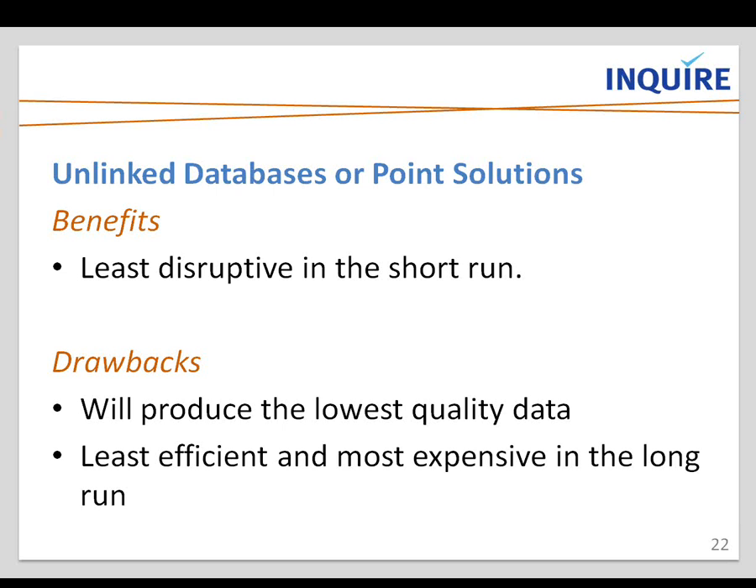Point solutions are widely used to fix a problem or implement a new service quickly. Source databases such as licensing, workforce, measures of quality operate independently, and the application or point solution pulls in data and uses it to perform desired functions such as producing ratings or reports. In this model, governance occurs at the agency level for each silo, each database silo. Although this option is the least disruptive in the short run, which is its major benefit, it will produce the lowest quality data. It's also the least efficient and most expensive in the long run.